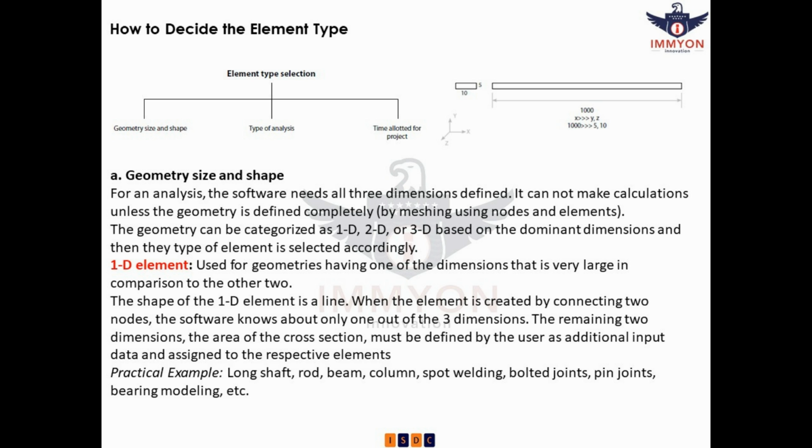When the element is created by connecting 2 nodes, the software knows about only 1 out of the 3 dimensions. The remaining 2 dimensions, the area of the cross-section, must be defined by the user as additional input data and assigned to the respective elements. Practical examples: long shaft, rod, beam, column, spot welding, bolted joints, pin joints, bearing modeling, etc.